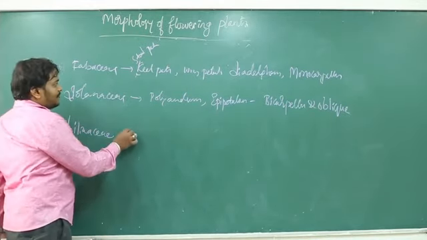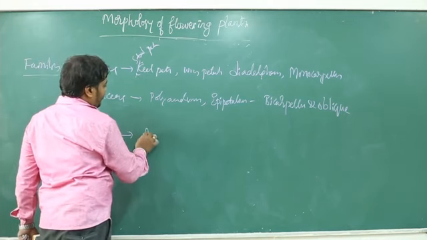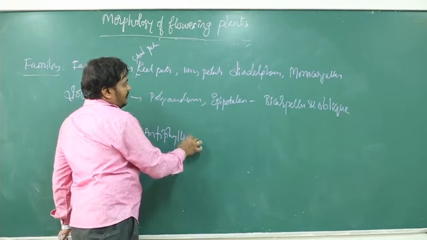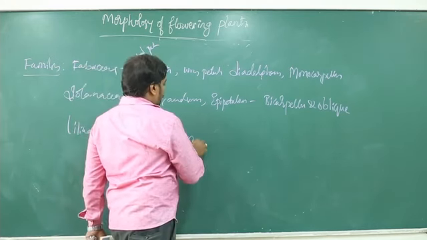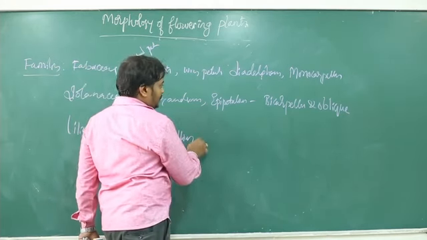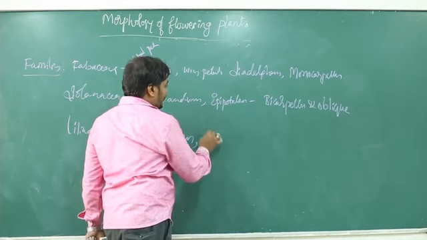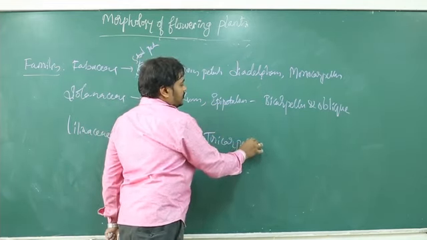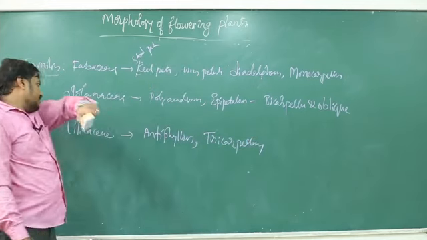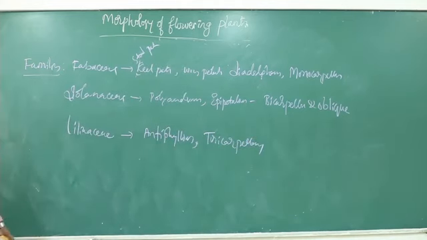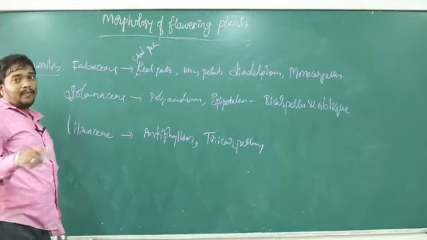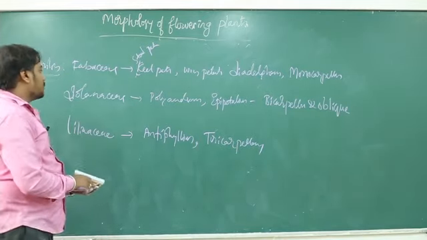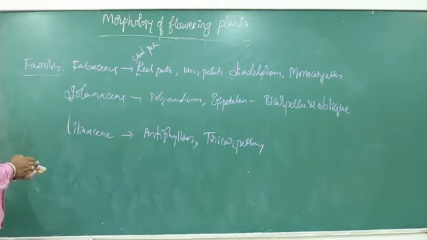Then Liliaceae, it has antiphylous condition. Then with respect to stamens, many stamens were there, and with respect to carpel, it is tricarpellary. Okay, so looking at these conditions we can identify the plant. So all pulses are Fabaceae. Tomato belongs to Solanaceae. Liliaceae ಅಂದರೆ onion, asparagus, gloriosa, they belong to Liliaceae.